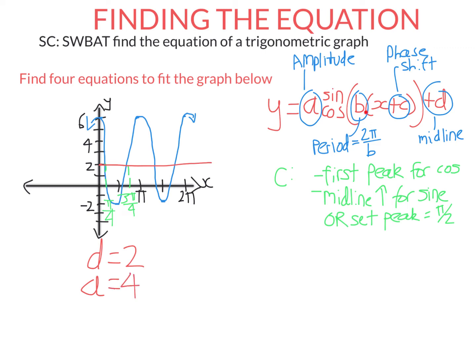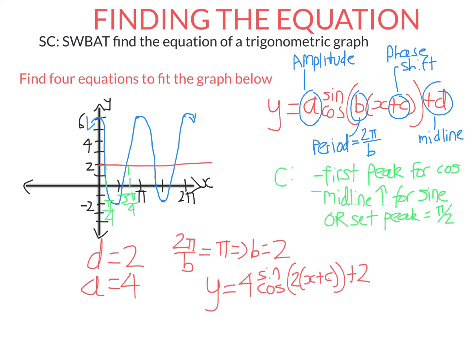To find the period, remember it's the distance between peaks. So we have a peak here at x equals 0, and a peak here at x equals pi. So the distance between peaks is pi, the period's pi. Remember, B is not the period. The period is 2 pi over B. So here, 2 pi over B is the period of pi, so of course that means that B is equal to 2. So far our equation will be y equals 4 sine or cos (2x plus C) plus 2. All that needs to be found now is C.